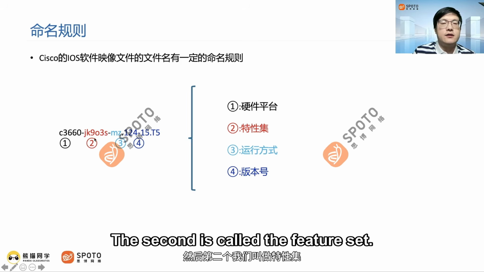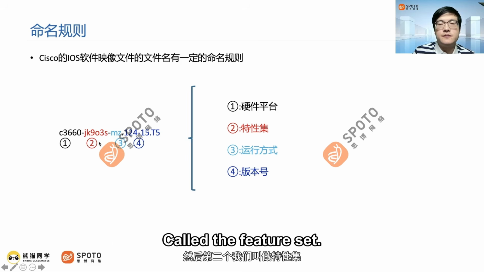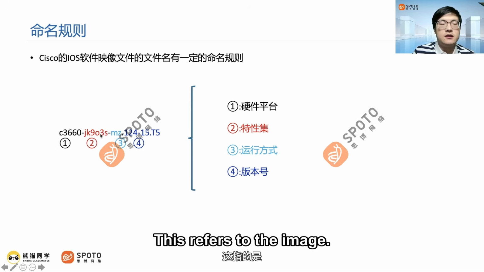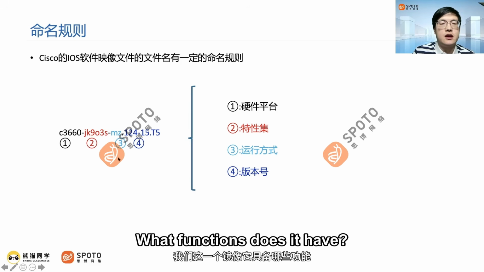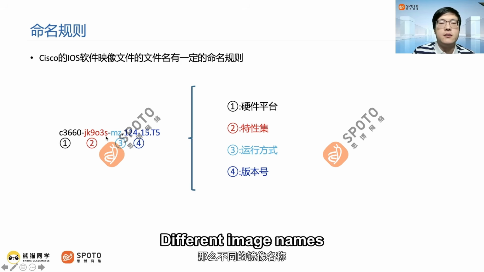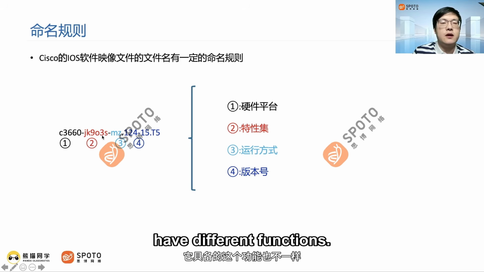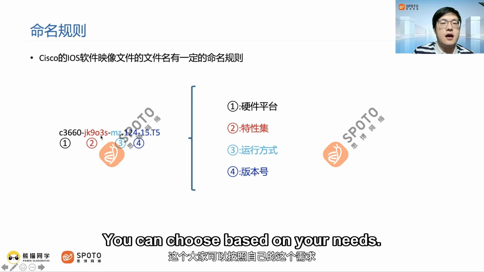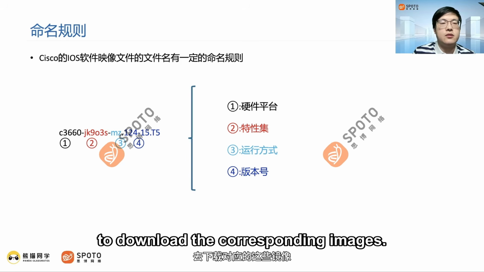The second is called the feature set. This refers to the image. What functions does it have? Different image names have different functions. You can choose based on your needs to download the corresponding images.